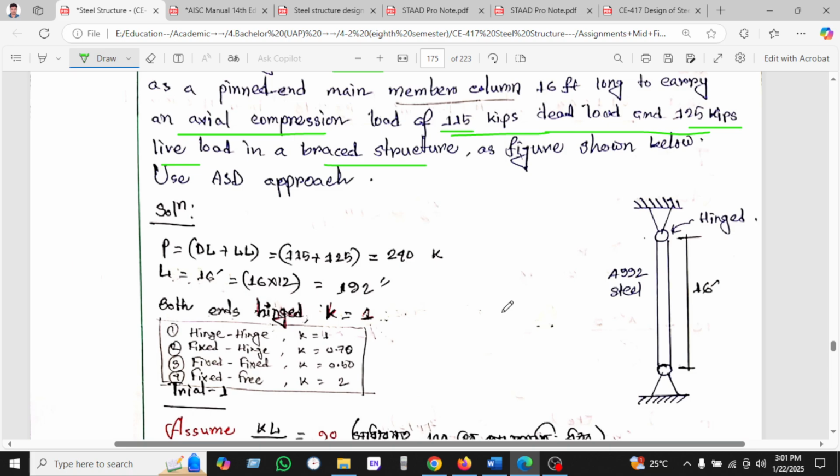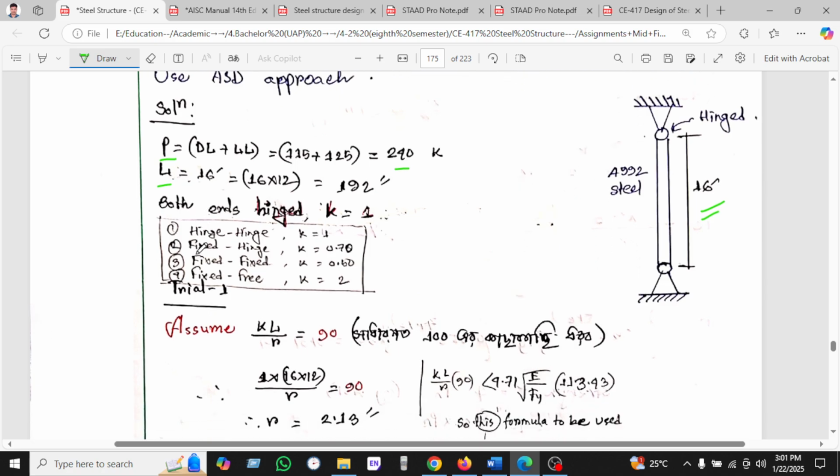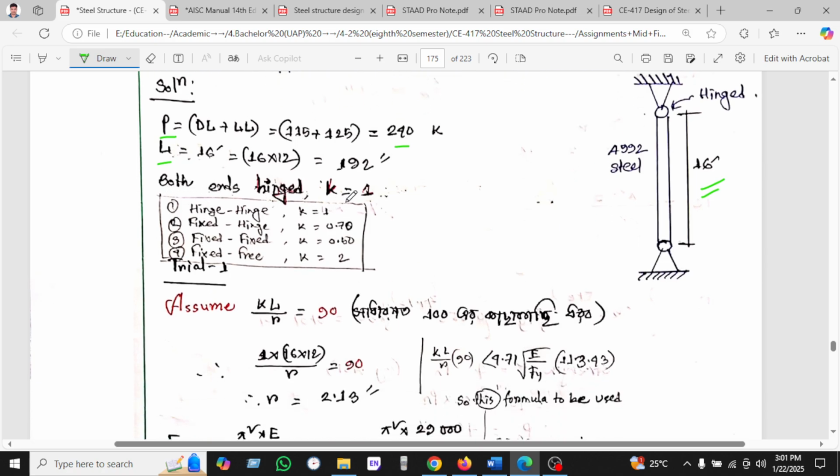So this is the brace structure. You can see the hinge support is given here, and the height length is 16. So P, dead load plus live load, is 220, and the length is given. If both of these are hinge, then K will be 1.